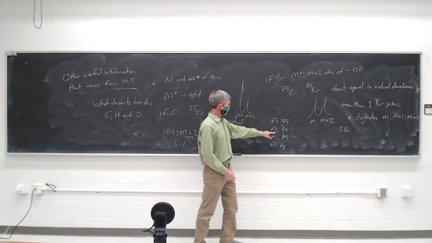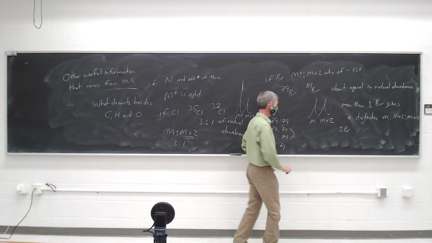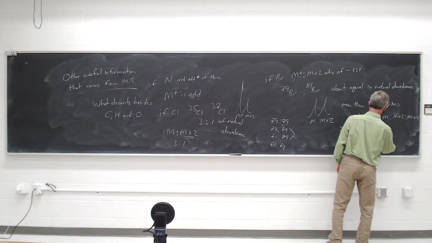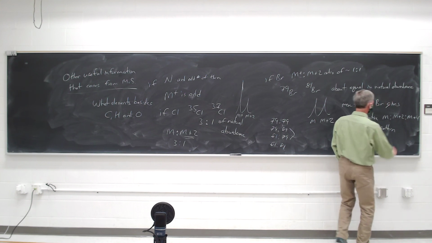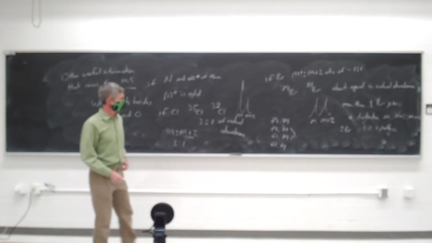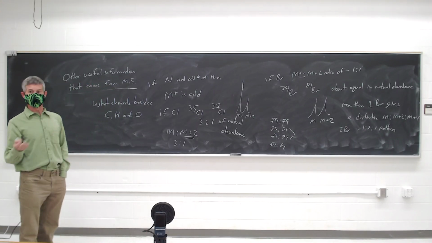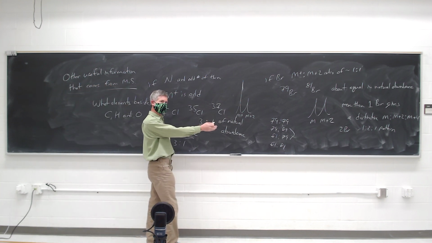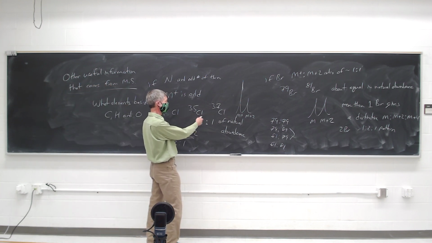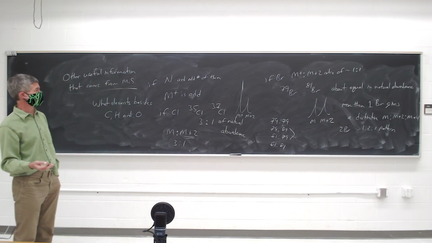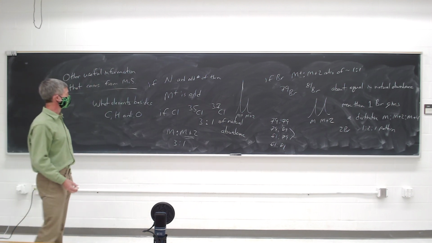This one's twice as likely, so you should see a 1 to 2 to 1 pattern. A 1 to 2 to 1 pattern in the molecular ion region, M to M plus 2 to M plus 4, really tells you there's probably 2 bromines in the molecule. Chlorine will do the same thing. The pattern will be a little bit more complicated because it's not a 1 to 1, it's a 3 to 1. But 2 chlorines will also give a distinctive pattern of M to M plus 2 to M plus 4.